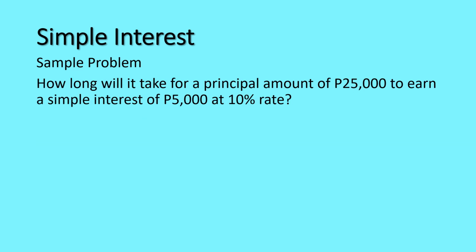Another problem: how long will it take for a principal amount of 25,000 pesos to earn a simple interest of 5,000 pesos at 10% rate? So let us identify first the given. The principal amount is 25,000 pesos. The simple interest is 5,000 pesos. And the rate of interest is 10%, or that is equal to 0.1. So we are asked to identify the time. How long will the principal amount earn such interest at a rate of 10%?